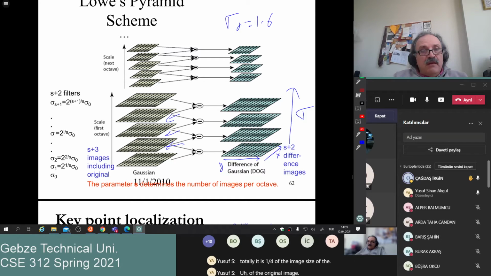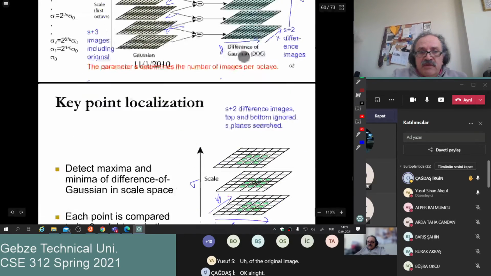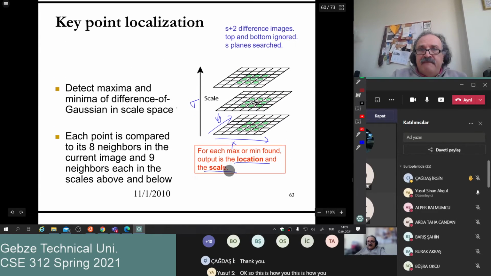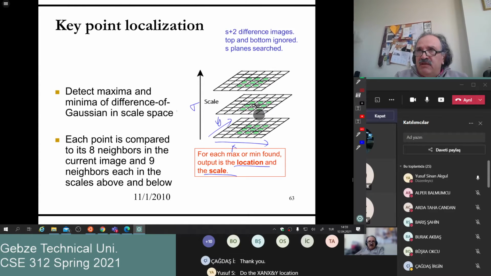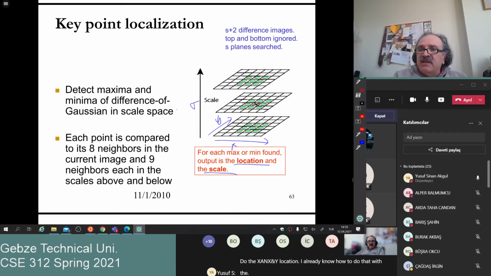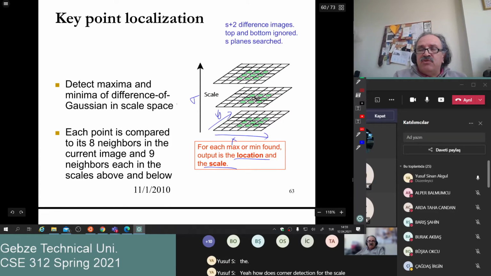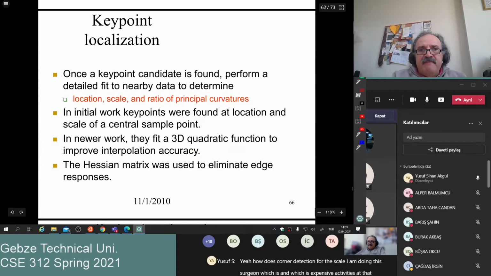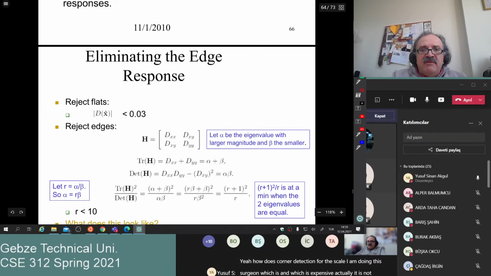Okay, so this is how you do the x again. X and y location, I already know how to do that with the Harris corner detection. For the scale, I am doing this SURF, which is expensive actually. It is not that cheap. Okay, we did the key point localization.